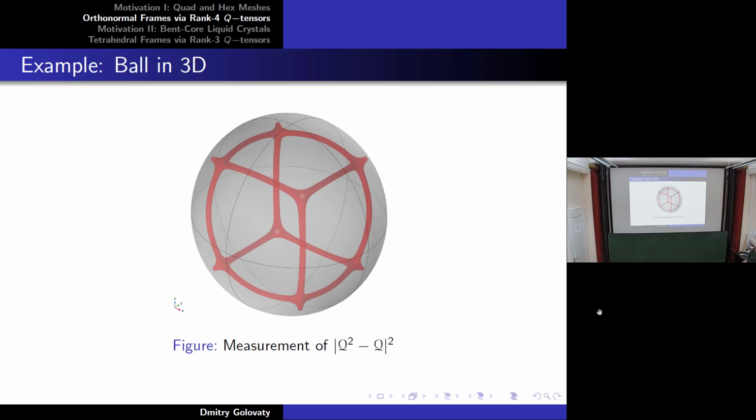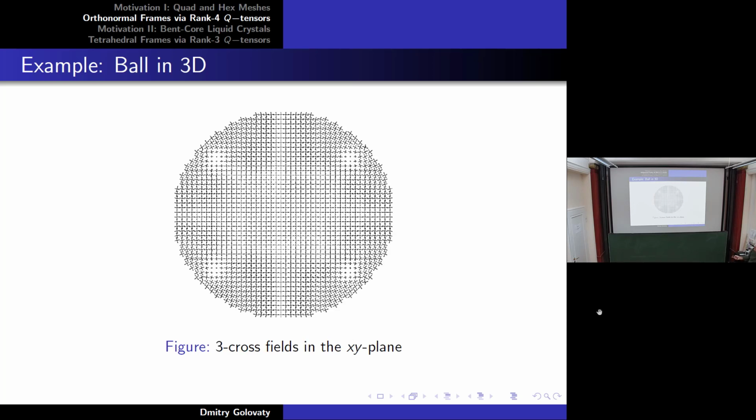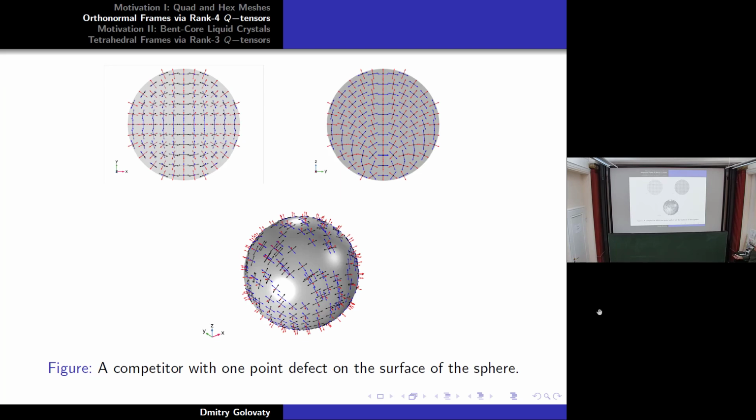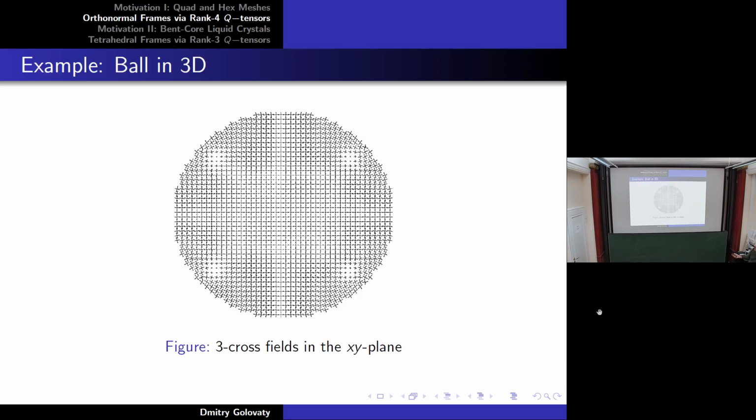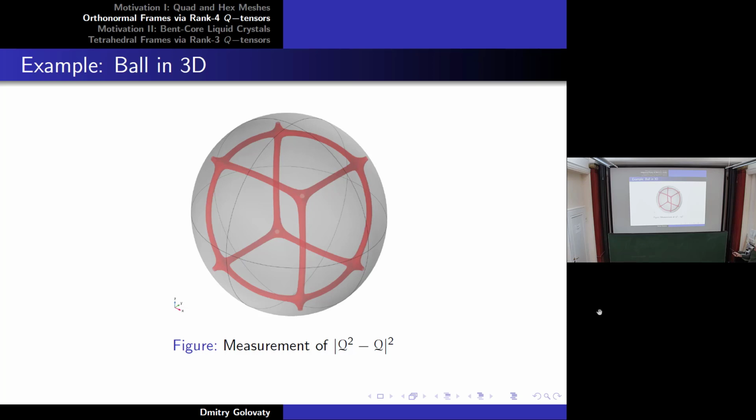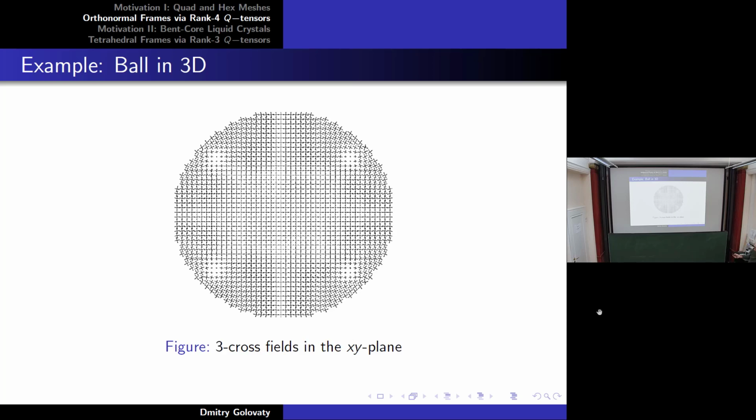Now, this configuration most likely is not energy minimizing. This is a cross-section, by the way, of the same figure along one vertical plane. And so you see, again, this analogy with a crystalline solid and 4 possible distributions.